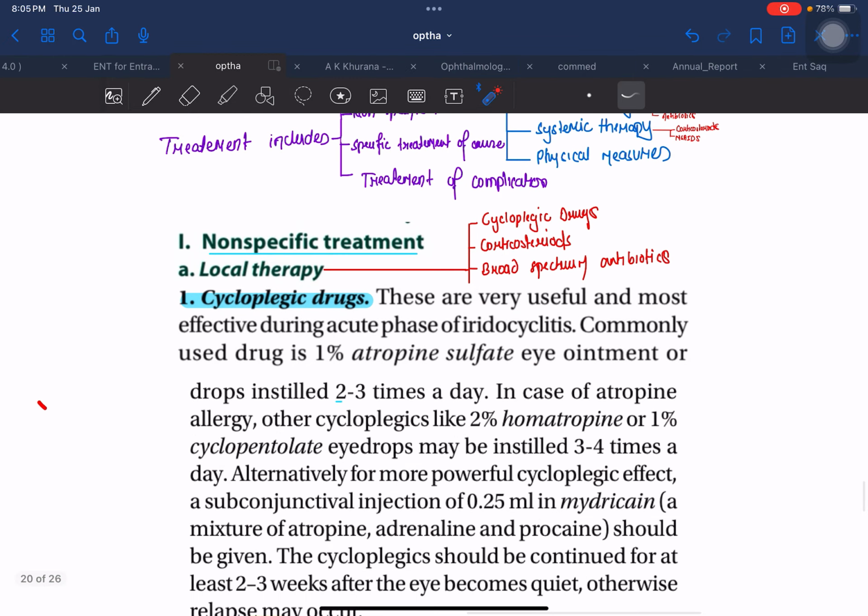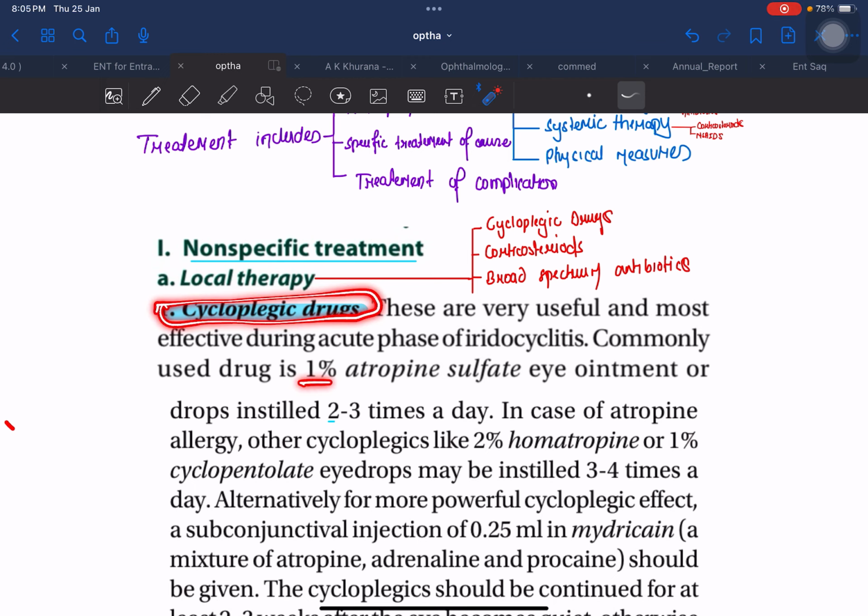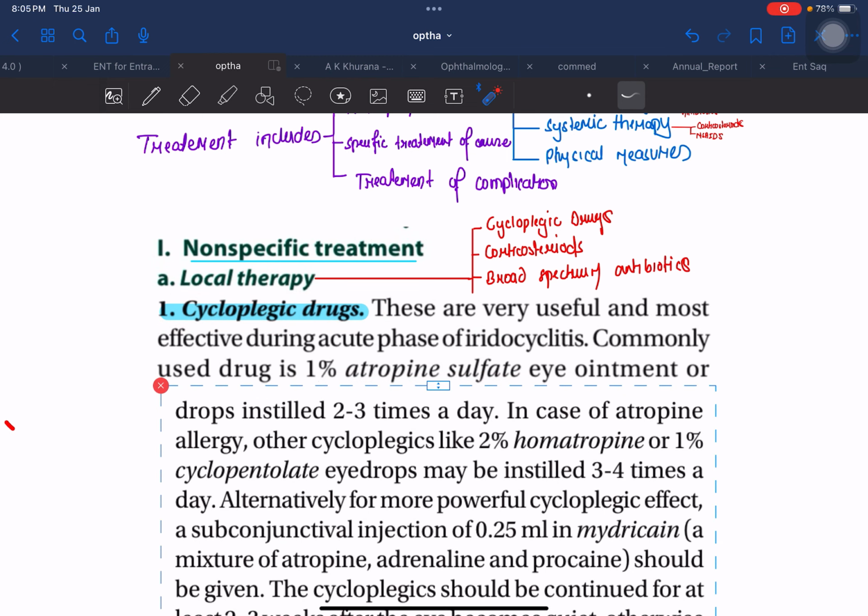Now in non-specific treatment, we already said about local therapy, where we are going to give what? Cycloplegic, and the important cycloplegic is 1% atropine sulfate. If the person is allergic to it, we can use 2% homatropine, right?